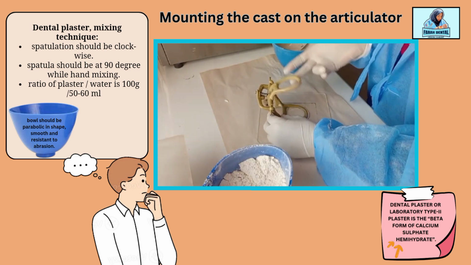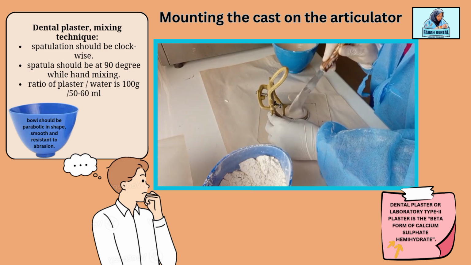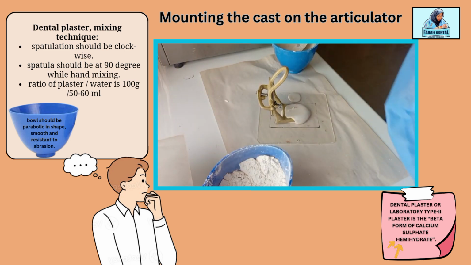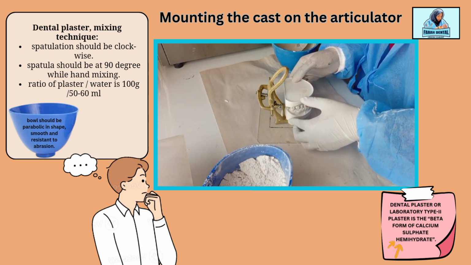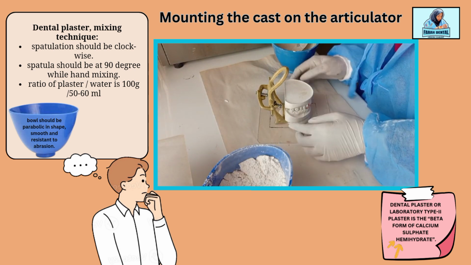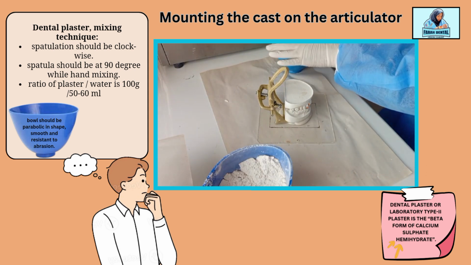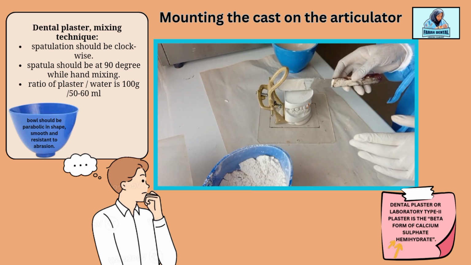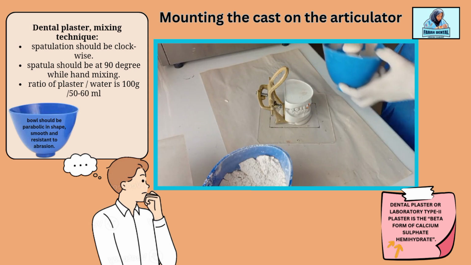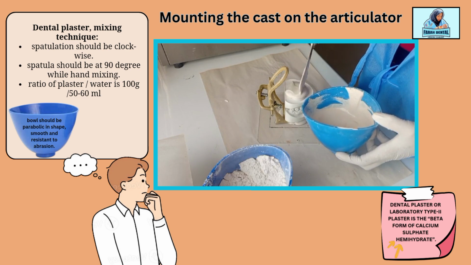The bowl should be parabolic in shape and resistant to abrasion. The plaster should be stiff, and one more thing, entrapment of air in the mix must be avoided to prevent porosity, which leads to weak spots and surface inaccuracy. For that, we can use a vibrator while mixing the dental plaster, or you can simply do the tapping as I have shown in this video.